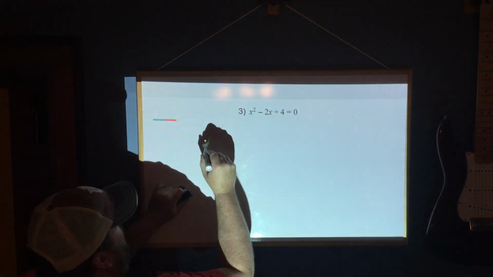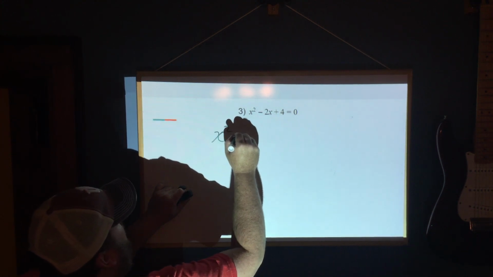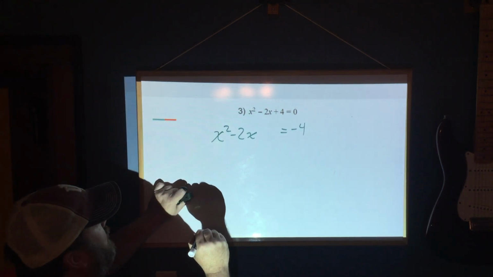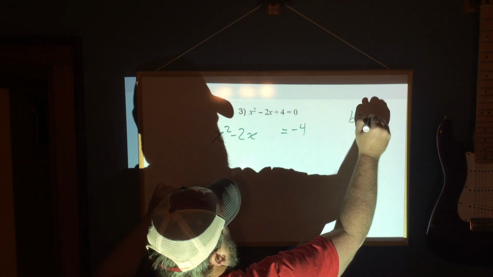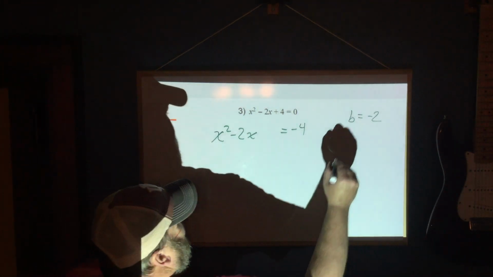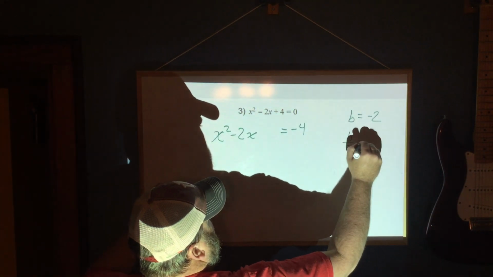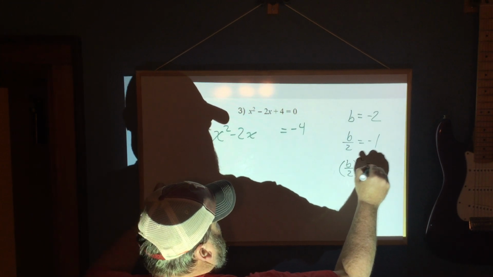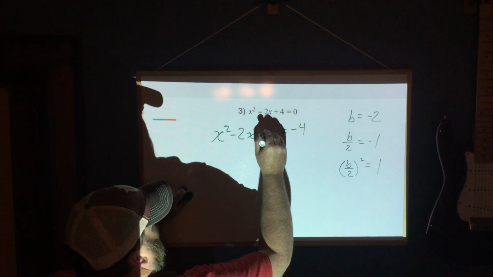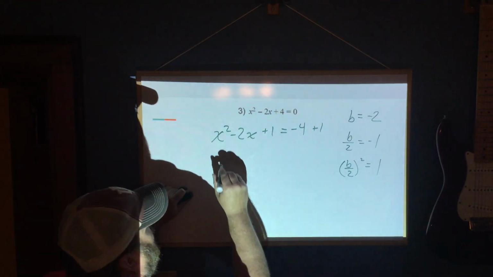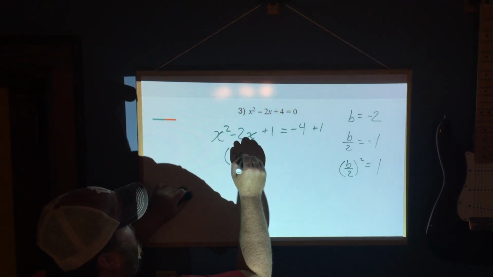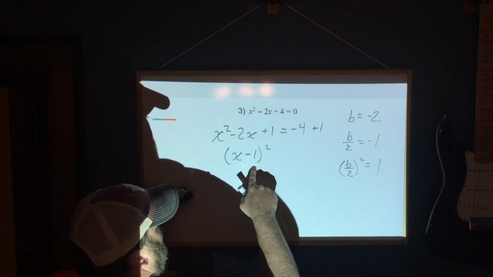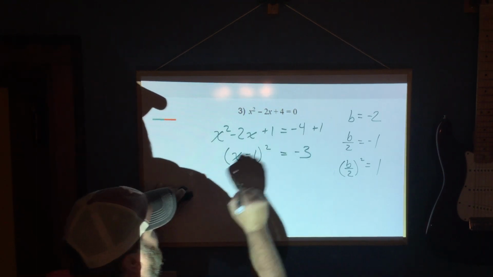Take that constant and move it over. So x squared minus 2x equals negative 4. Okay, b is negative 2. Half of b is negative 1. Take half of b and square it, you get positive 1. So we'll add 1 to both sides. This factors into x minus 1 squared, again just take it from there, equals negative 3.